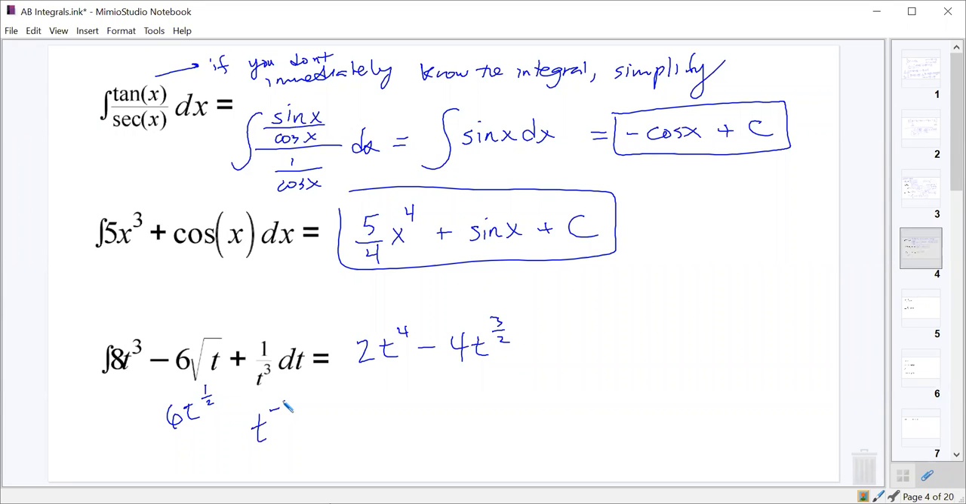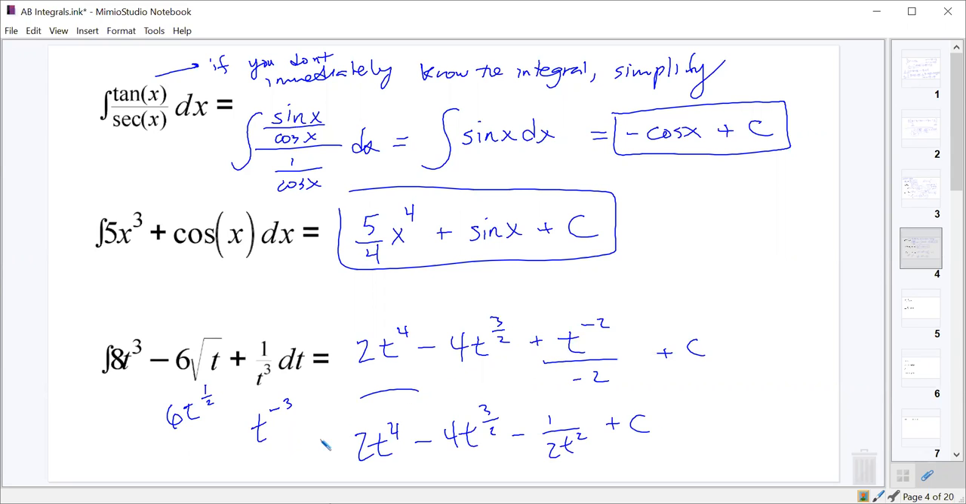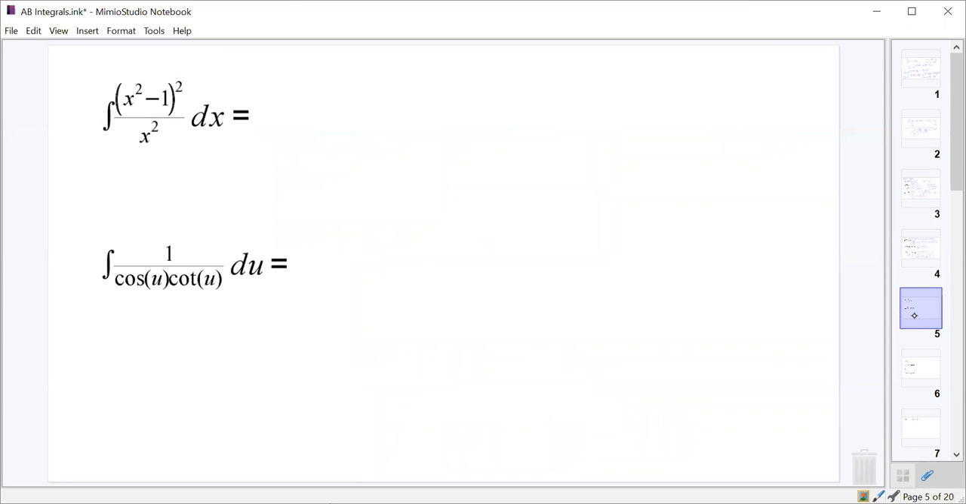And then this one is t to the negative 3, right? So we'll go up to t to the negative 2, and divide by -2 plus a constant. And we might rewrite this as 2t to the 4th minus 4t to the 3 halves minus 1 over 2t squared plus a constant. But I'd take either one of those. Good or no? Good. Cool. All right, we'll do one more page of these, just a couple problems here, and then we'll be done for the day, and we'll pick up with this again tomorrow.